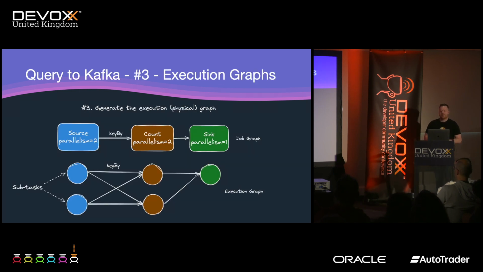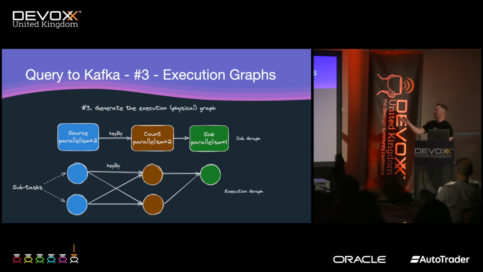So the next step is the job graph is the logical graph. Now we need a physical graph. So how do we actually run this? How do we actually deploy this to our compute? And this is where I want to touch on parallelism. So I've said Flink is scalable, and I said you can scale workers, but actually we can scale the independent operators of a job graph.